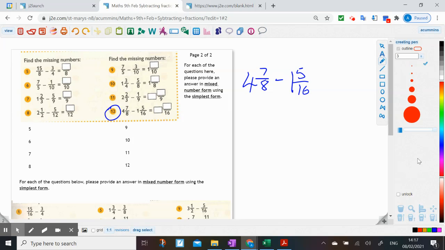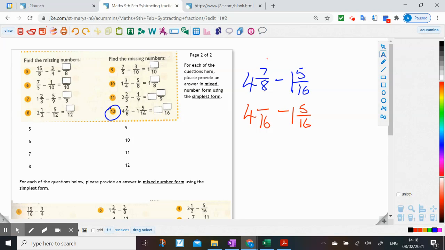Okay, if you're watching this, I assume you've already given this one a try, so let's go through and see how you did. So we're going to keep the 4 the same, the whole number. 8, we're going to turn into the 16ths. And the 1 and 5/16ths we're going to stay the same because we're staying in 16ths. To make 8 into 16, what did you have to multiply by? Hopefully you're shouting 2. So that means we have to multiply that 7 by 2 as well. So this becomes 4 and 14/16, take away 1 and 5/16.